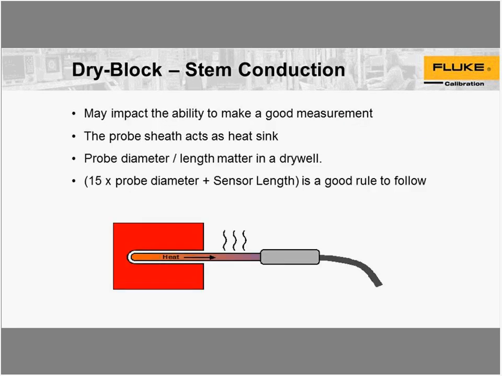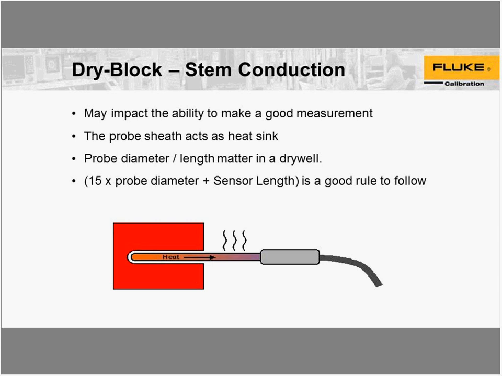To touch on stem conduction, basically it's where your probe begins to act like a heat sink, so it's going to pull heat in or out of the well. So again, the rule of thumb is a good one to follow. Again, the 15 times the probe diameter plus the length of the sensor can be problematic if you don't know the UUT's sensor. So another one that's fairly common is 20 times the diameter.